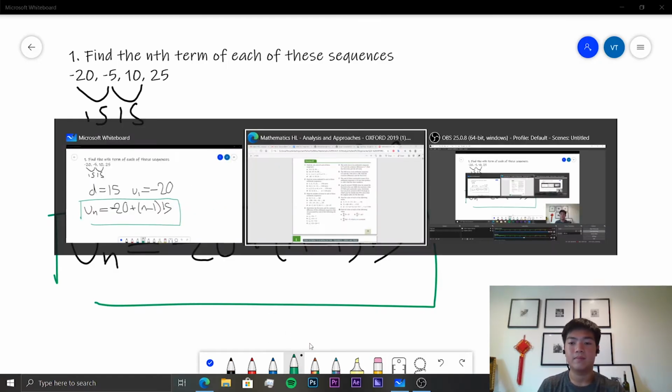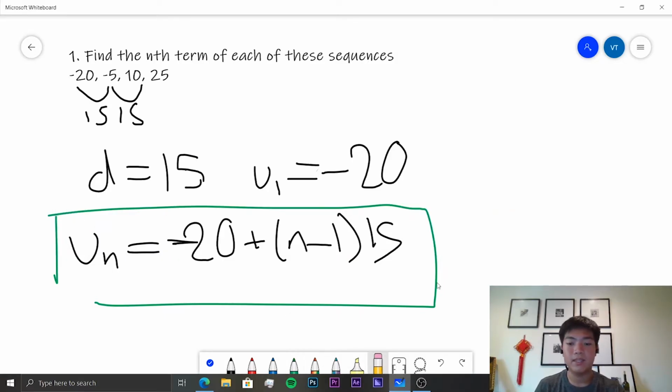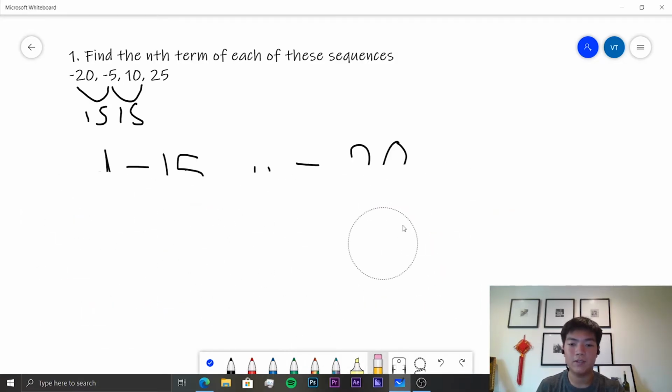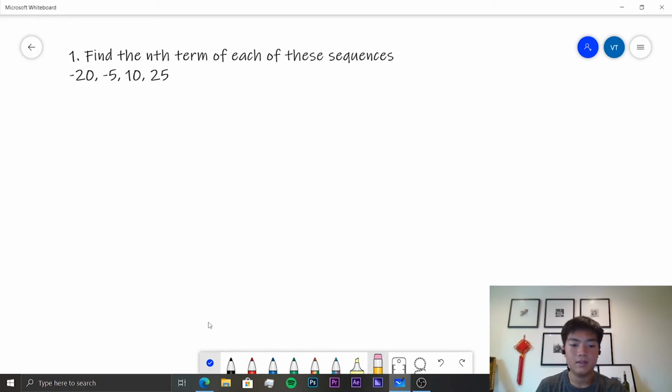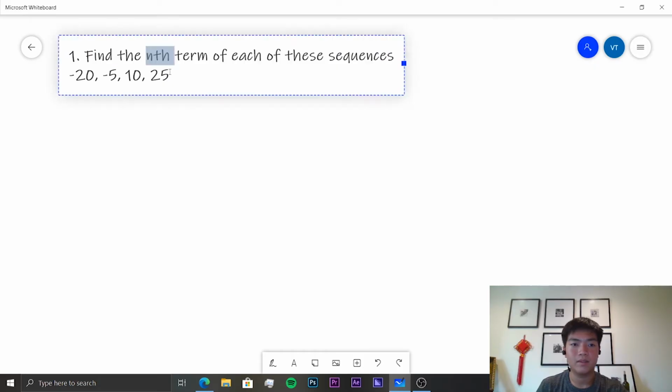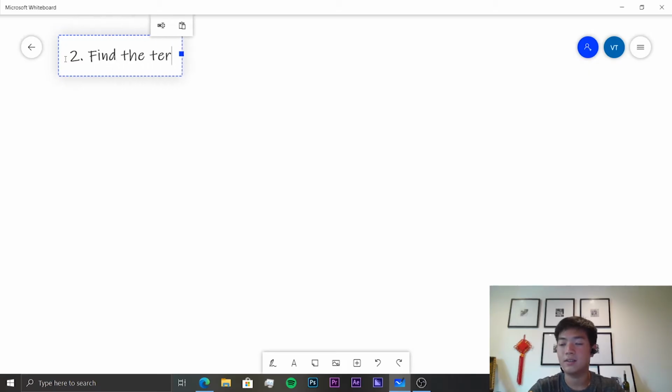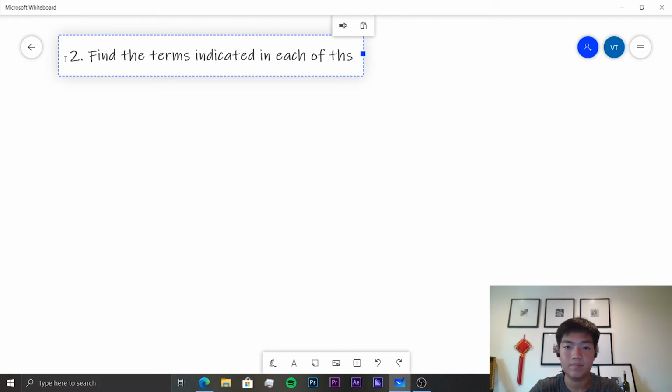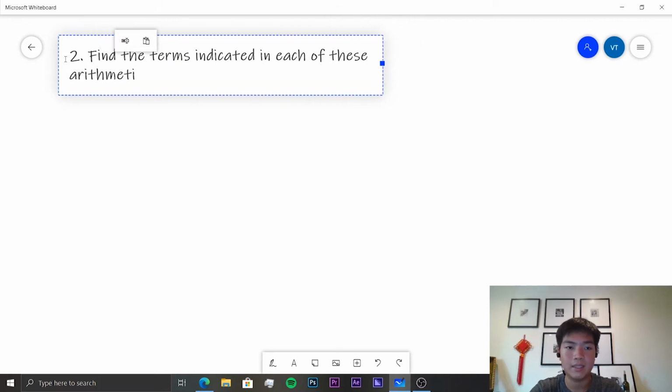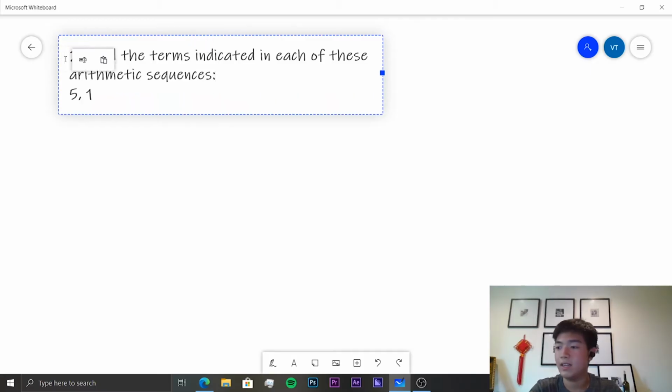That's it. So that was pretty simple. Let's move on to some harder challenges, hopefully. Okay, so what's our next one? We need to find the terms indicated in each of these arithmetic sequences. And the first one is 5, 11, 17, 23, and we need to find the 15th term.